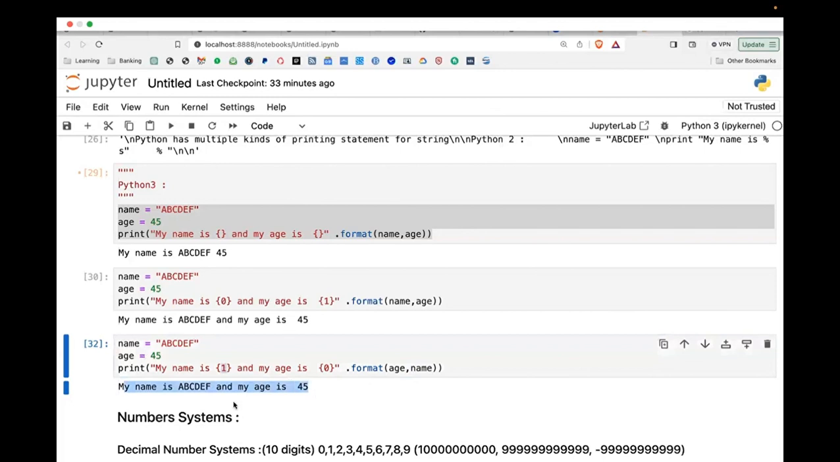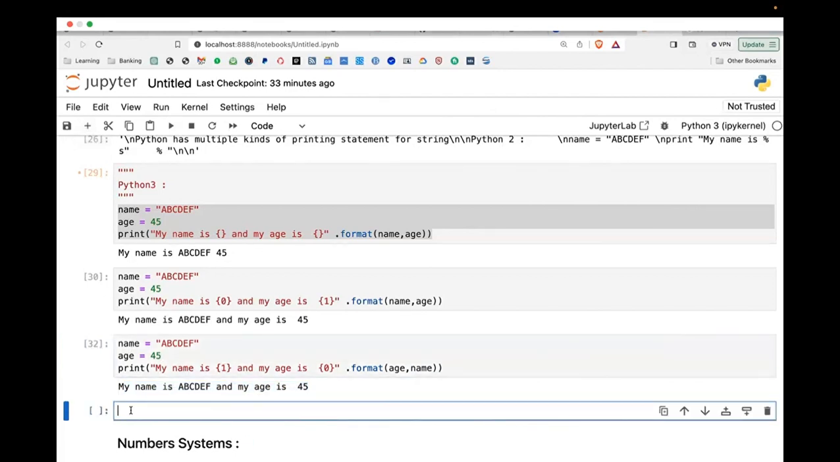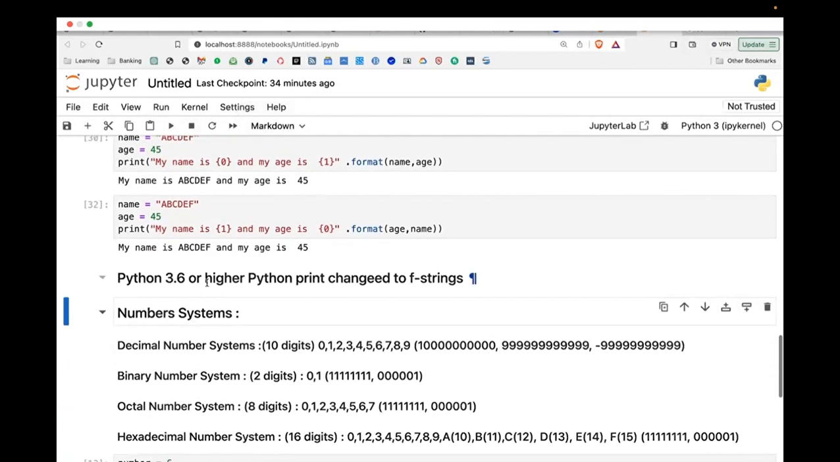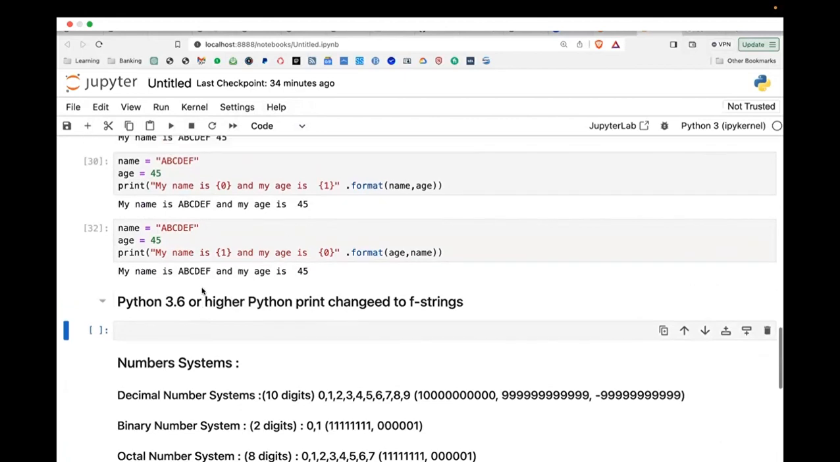Okay. This print statement syntax was according to Python 3. But what exactly happened in Python 3.6 later? Okay, this is again a comment. I will just say Python 3.6 or higher: Python printing changed to F strings. Okay. This is what happens with F strings. What exactly happens? Same thing.